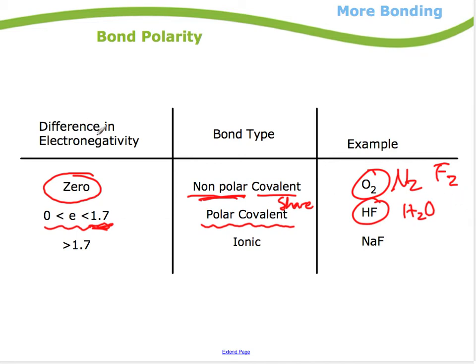Now, if the difference in their electronegativity is greater than 1.7, then typically I have a whole transfer of electrons, and I have an ionic compound that's formed. So sodium fluoride or sodium chloride or calcium sulfide. Typically any ionic compound is going to have an electronegativity difference greater than 1.7.